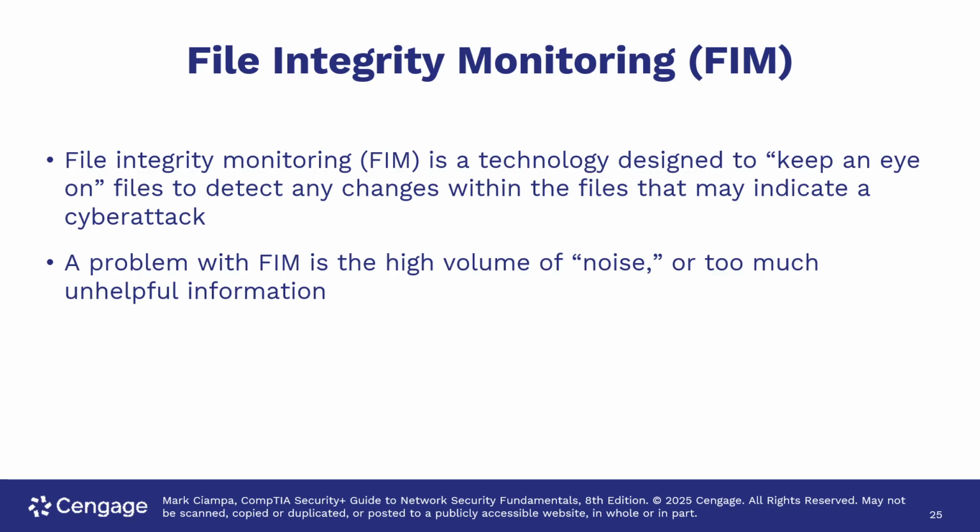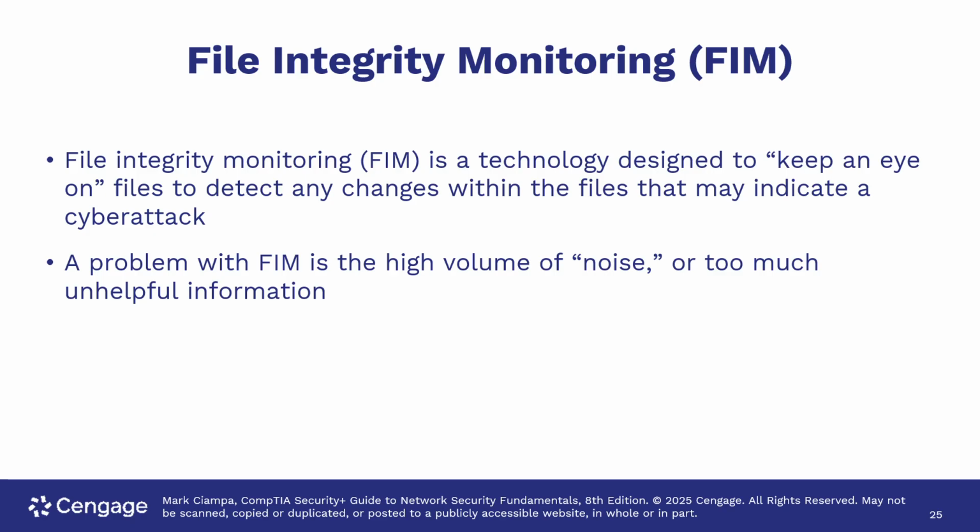The problem with file integrity monitoring is a high volume of what is called noise, or too much unhelpful information. For example, however many times you enter data into a file on the server, that file may be changing quite a bit, and you may have to set a flag. This is okay, this is commonly used, so we're okay with that. Whereas if it's an archive file, or a file that's not used every day, and all of a sudden it gets changed, that may be something that you want to set a flag for.